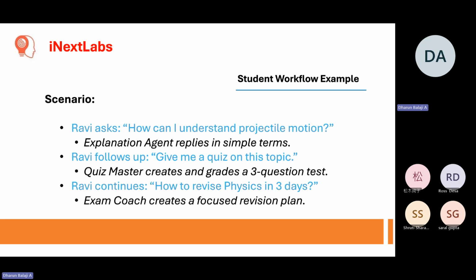Here comes a scenario, for a simple example. Let's say a student, Ravi, asks, "How can I understand projectile motion?" Since knowledge explanation comes into play, the Explanation Agent replies in simple terms. Then when he asks, "Give me a quiz on this topic," the Quizmaster creates and grades a 3-question test. You can set it up to 3 questions or to 10 questions. It's up to you.